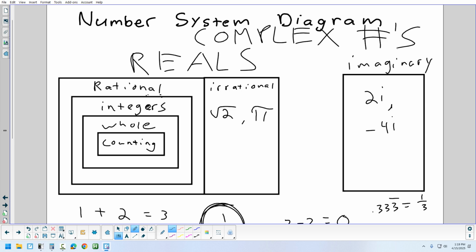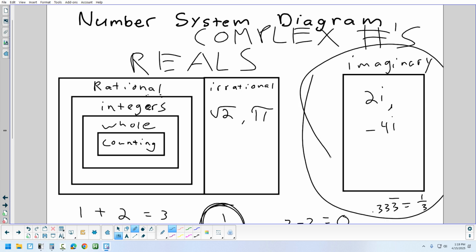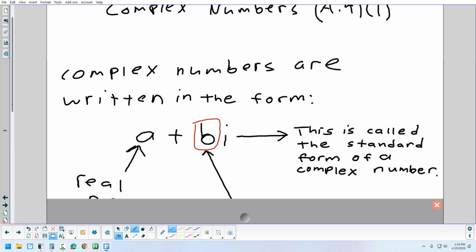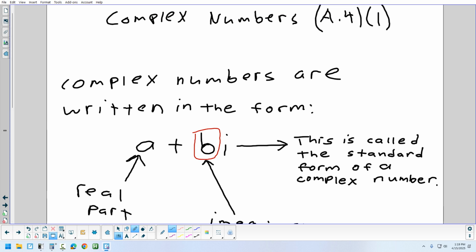This side of the diagram, we did not do the first or second day of class. We can look back, but I don't think that's in it. No, we didn't. We only did the reals. So now we're adding in that piece on the right. So complex numbers have two parts, a real part and an imaginary part. And they look just like that.